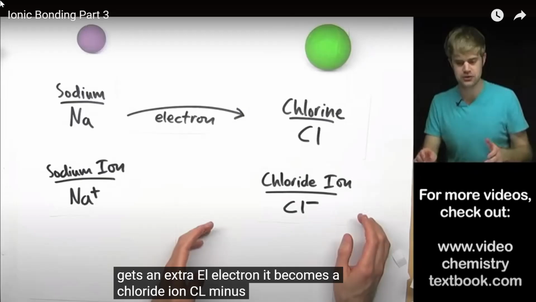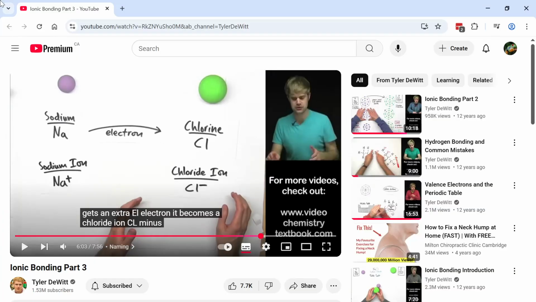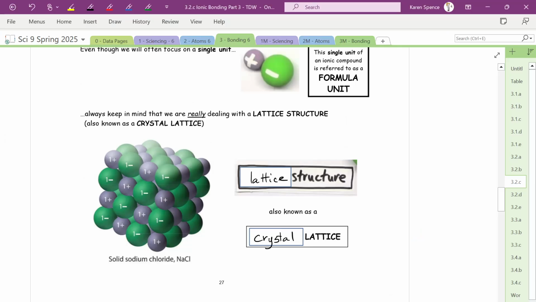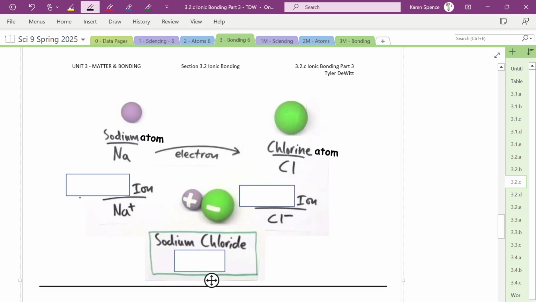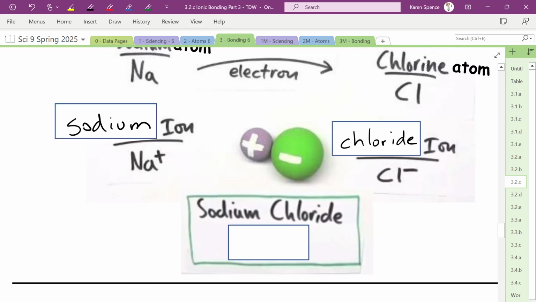This is on page 28. Let's go there together. Make sure we're all in the same place. So on page 28, we have the sodium ion and the chloride ion. Because it's a negative ion, it takes that ide ending.